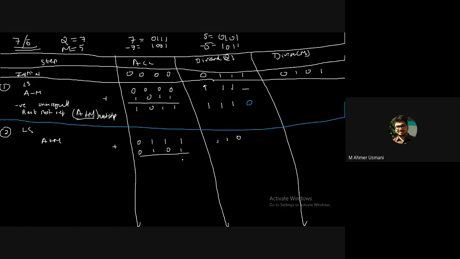What you'll get? This is 0 carry 1, 0 carry 1. This is 1 carry 1, and you will get 1, right? So this number is again what? It is negative. Since it is negative, that means the number is unsuccessful. Since it is unsuccessful, the Q will be 0. Restoration is not required, but in the next step, A plus M will be performed.